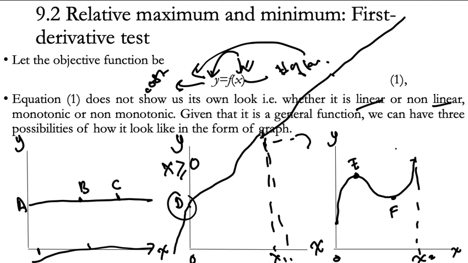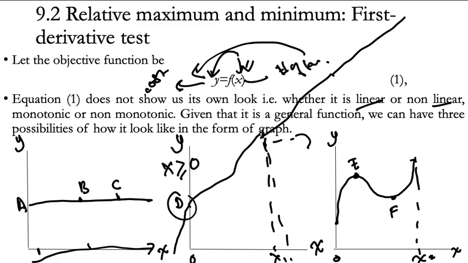So here if we constrain the domain, then we can find the maximum point at E, and the minimum point at F. In this case, both E and F are extremum in the immediate neighborhood given in the graph here. So this is what we call relative extrema. E and F are relative extrema. E is relative maximum, F is relative minimum.